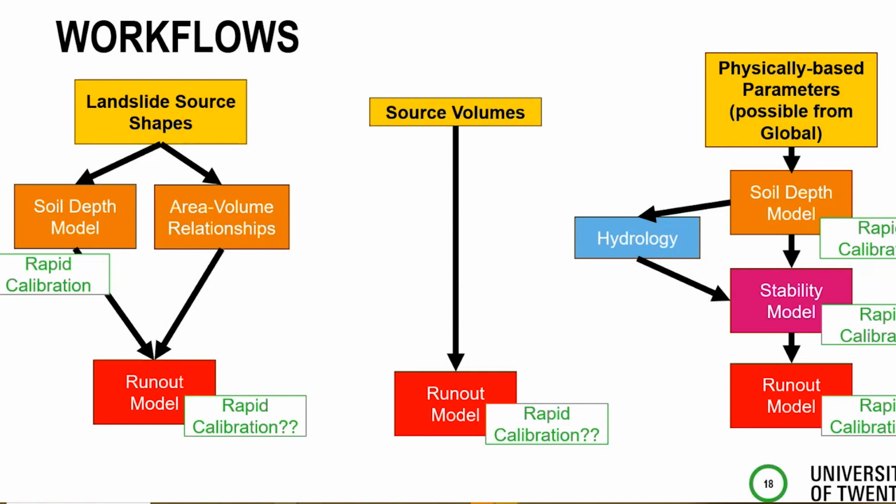And then you can choose: do I want to use the soil depth to get the volumes? Do I want to use the area-volume relationships to get the volumes? And finally, you have the runout model. So there's three ways to use it: just a runout model, a sort of Flow-R type thing, or a fully physically based multi-process thing.